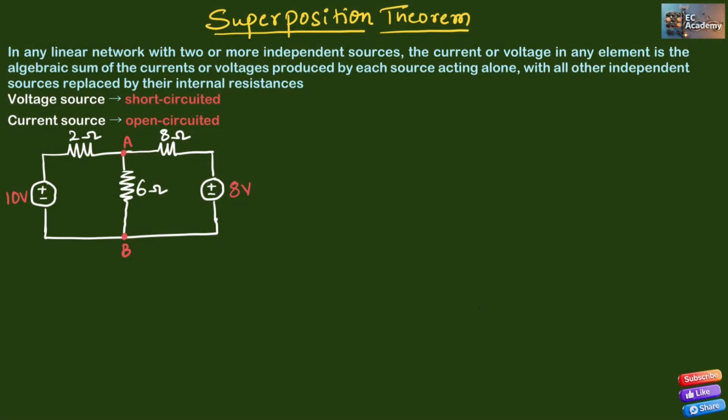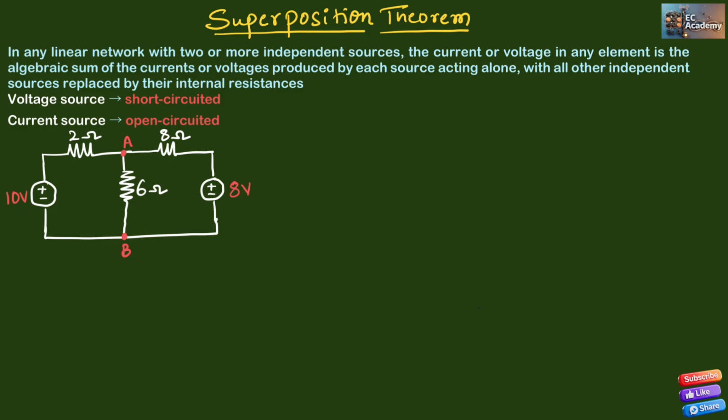In this lecture, let us understand superposition theorem. Superposition theorem states that in any linear network with two or more independent sources, the current or voltage in any element is the algebraic sum of the currents or voltages produced by each source acting alone, with all other independent sources replaced by their internal resistances.